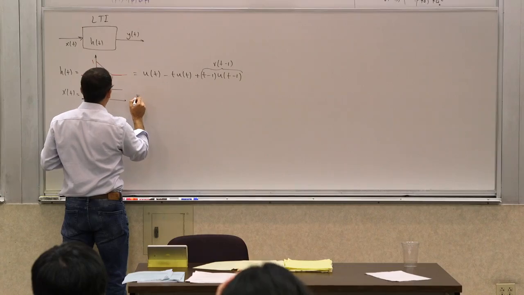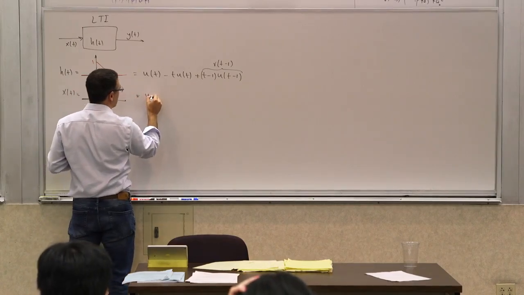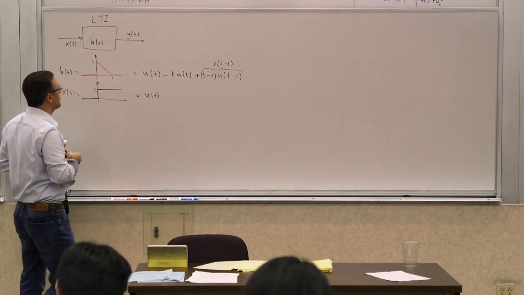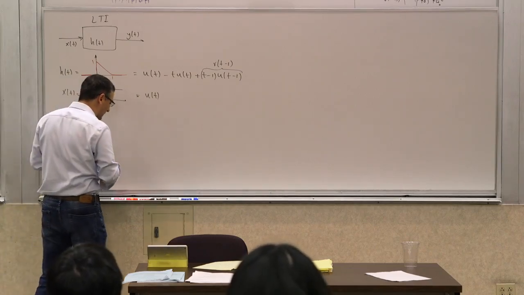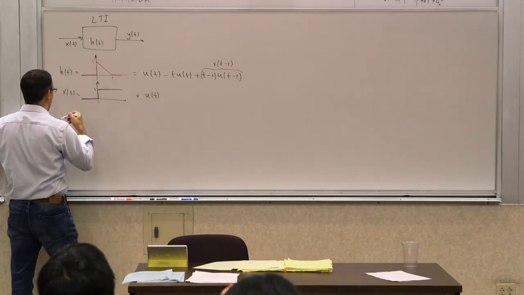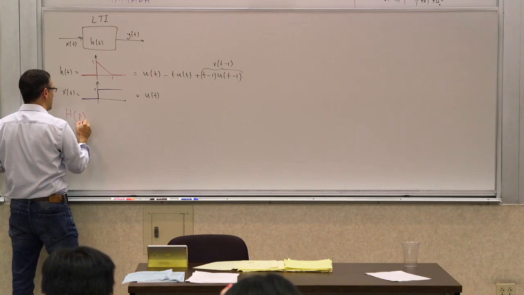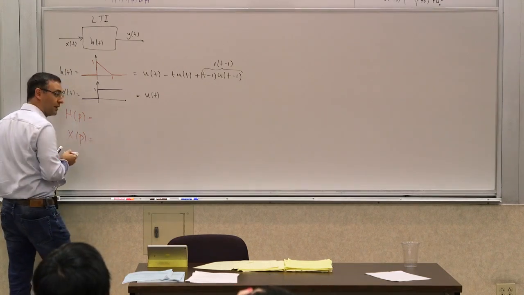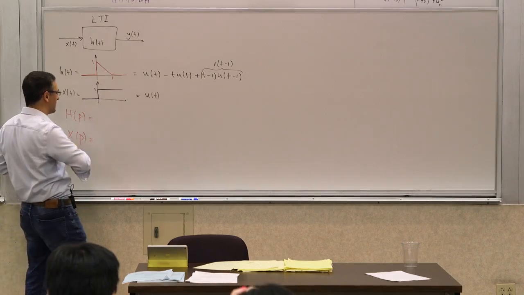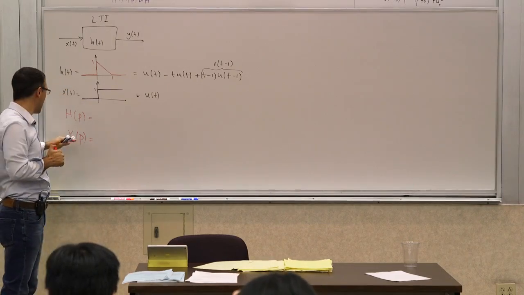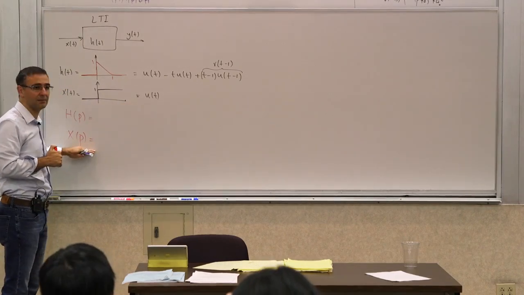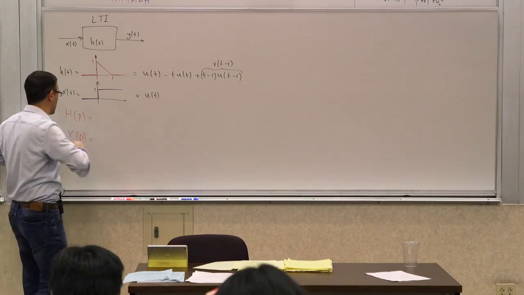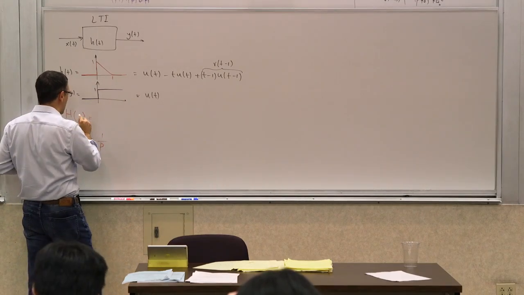The other thing that I have here, and this one is pretty simple, is just u of t. So the question is, what are the associated operators for this? So if I were to write h of p and x of p to multiply them to get the y of p, what are they? So x of p is pretty straightforward. What is x of p? What is the operator that generates u of t off of an impulse? 1 over p, right? So that's easy.